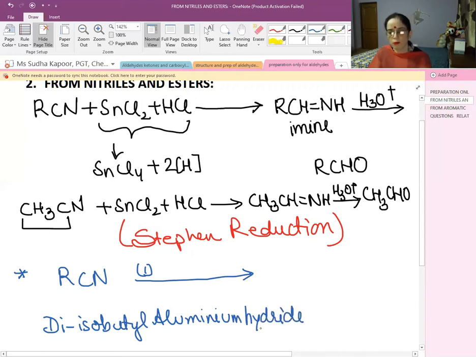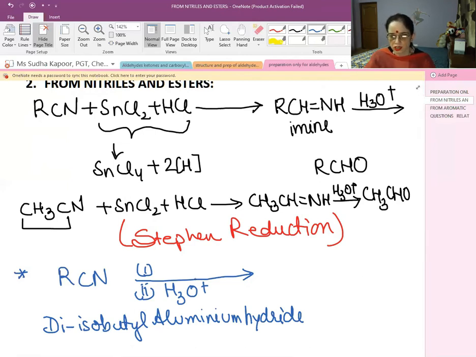A very big name to remember, so it is also given in the term of shortcut as DIBAL-H. So if I am writing the reduction not by using SnCl2 and HCl, but by using DIBAL-H, followed with the acidic hydrolysis, following the same things, then in that case also, it is known as formation of RCHO, but we are not going to call it the Stephen reduction.